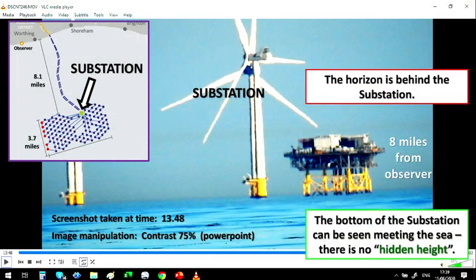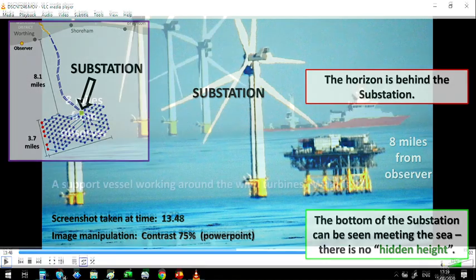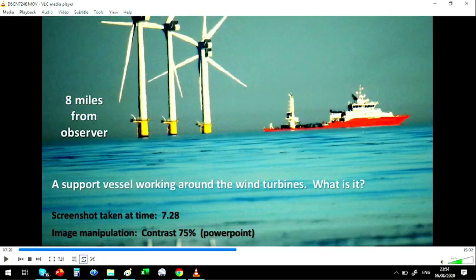The horizon is behind the substation, 8 miles from the observer. The bottom of the substation can be seen meeting the sea. There is no hidden height. Screenshot taken at time 1348, image manipulation contrast 75%. A support vessel working around the wind turbines. What is it?